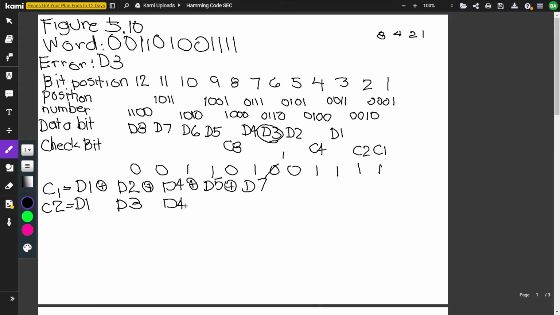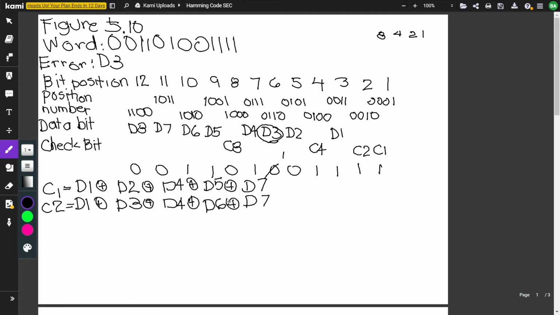Next, this is a check bit, so it's not included. Next we have a 2 here, so we have D6. In 11 we also include it here, so we have D7. And again, the operation is XOR.